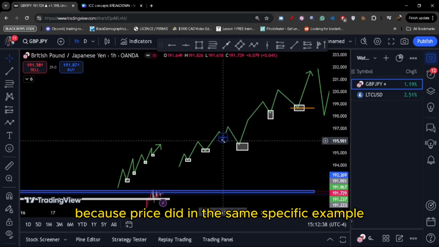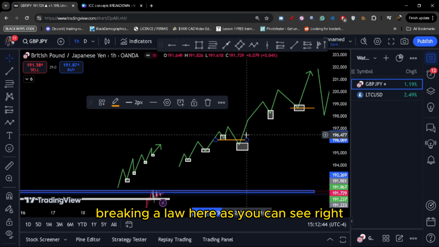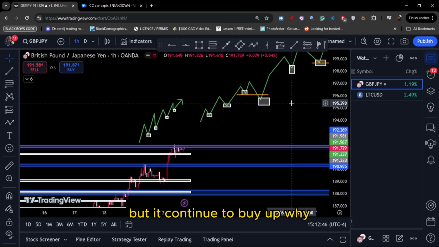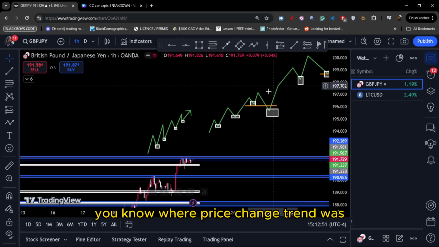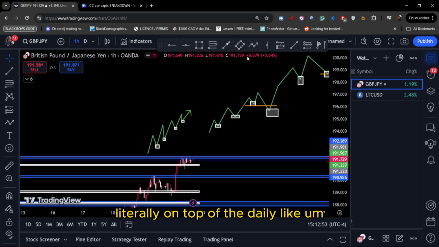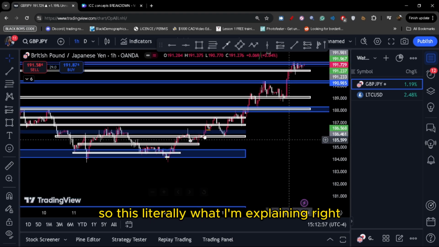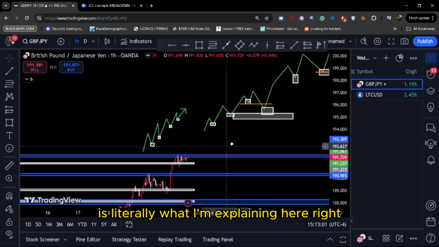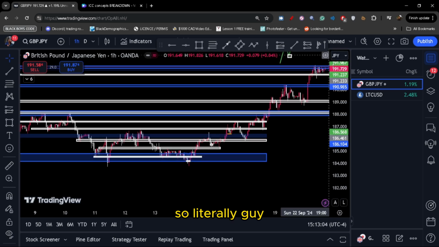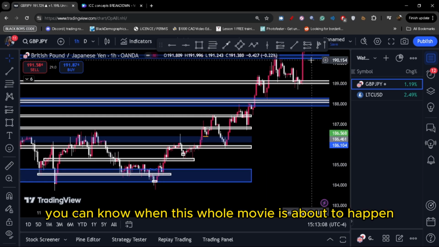Because in this same specific example, price did end up breaking a low here, as you can see, but it continued to buy up. Why? Because if you have some kind of experience, you would know that where price changed trend was literally on top of the daily zone, right? So this is literally what I'm explaining. This move right here is what I'm explaining here. So literally, guys, with only one time frame, you can know when this whole move is about to happen.